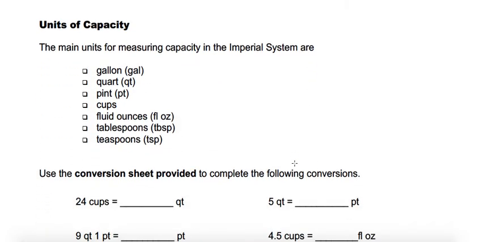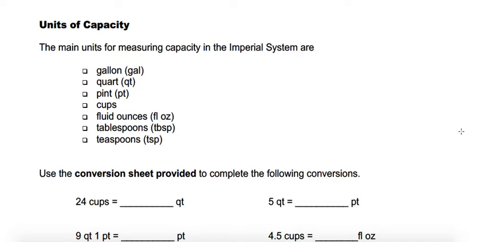The next thing that we're going to look at is units of capacity. So capacity is looking at volume. The main units for measuring capacity within the imperial system are gallons, quarts, pints, cups, fluid ounces, tablespoons, and teaspoons. So you may recognize the bottom four if you're doing any sort of cooking.